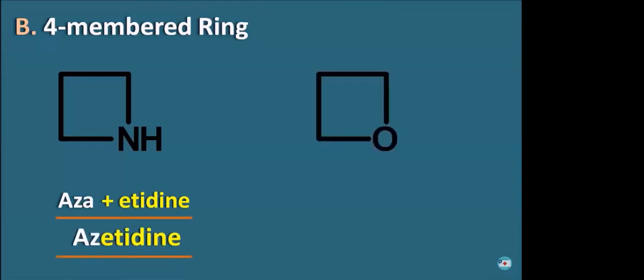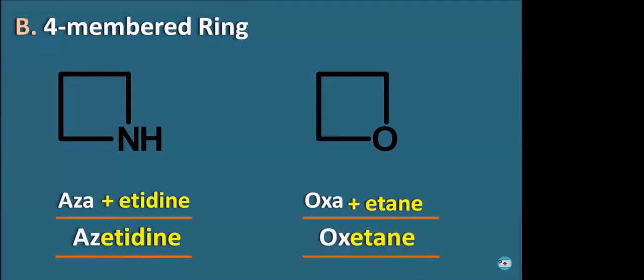Similarly, another four-membered ring system with the oxide. So here we have to use the oxa. Here ete is the suffix for the unsaturated ring system, but because it is saturated, now the ete becomes ete. So oxa plus ete, that is oxetane.